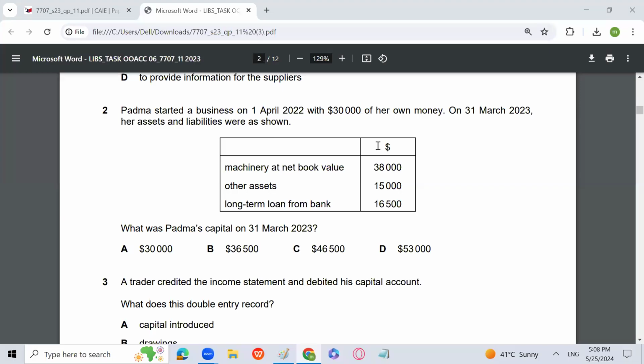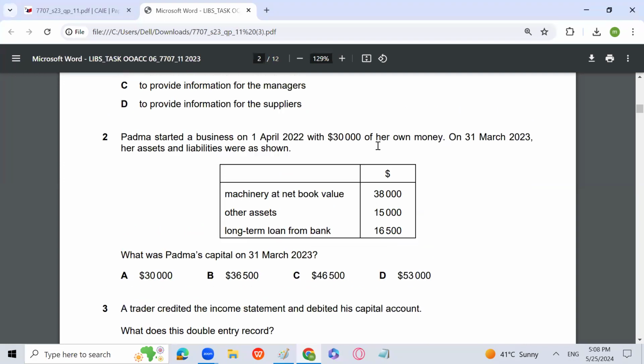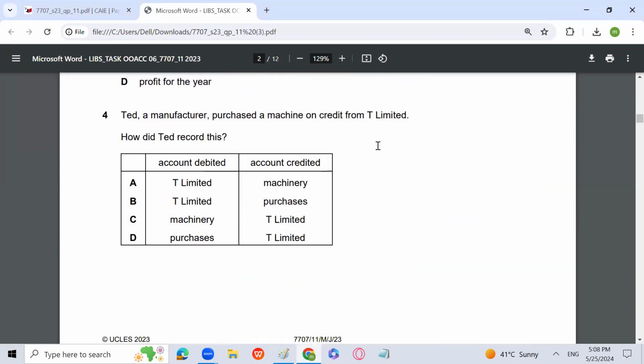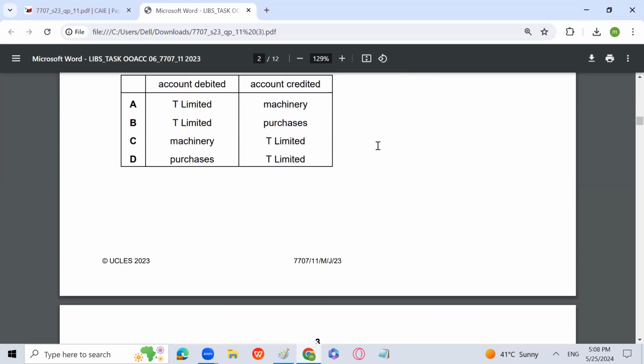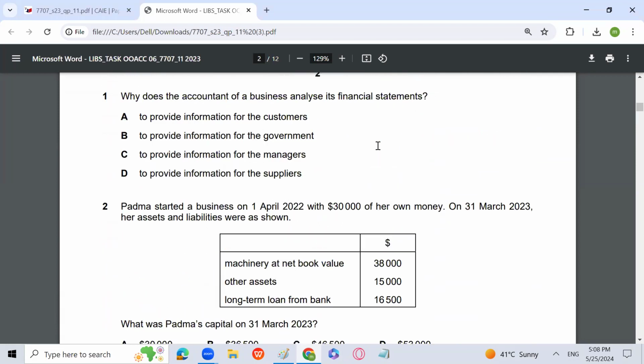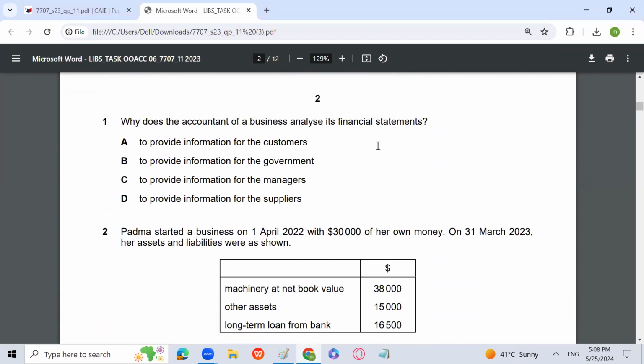So we are doing MCQs of O Levels Accounting and IGCSE, and the paper we are doing, this is your teacher Haris, is May/June 2023-11. The first MCQ is, why does the accountant of a business analyze its financial statements? The answer is going to be C, to provide information for the managers so that they can go for decision making.